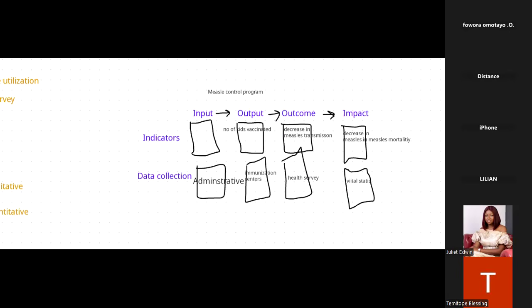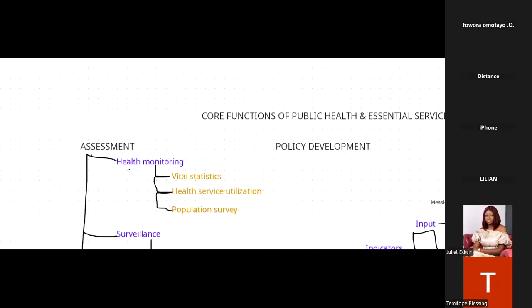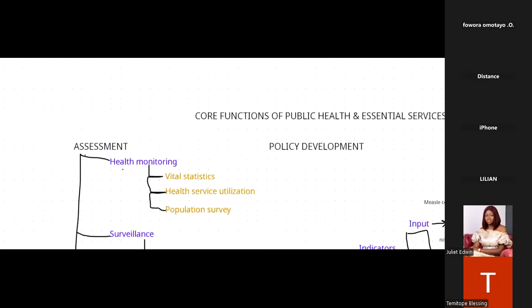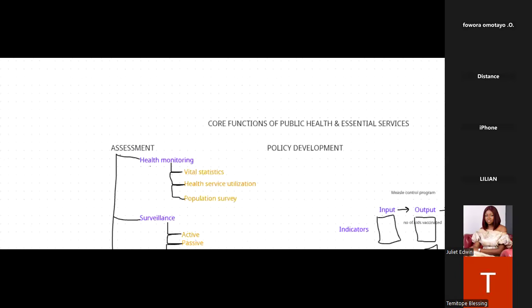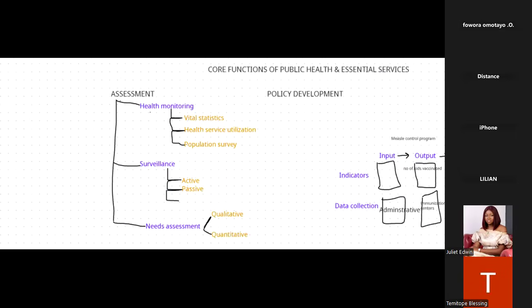Okay, so we've talked a lot about this health monitoring system. Let's zoom out and continue what we're talking about. We're still under assessment. I'm going to be very fast now so that we can finish up. We said assessment has 3 components under it, right? Now we've talked about health monitoring, and how we get our data for it: vital statistics, health service utilization, and population surveys. That's it for health monitoring.